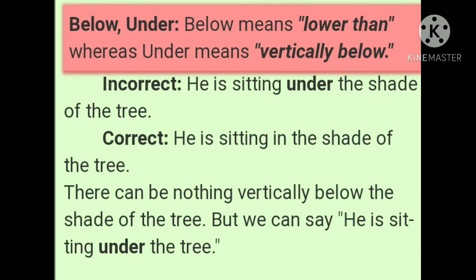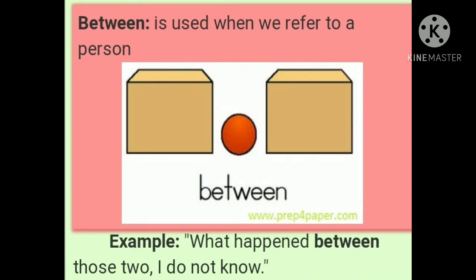Now, below and under. Below means lower than, whereas under means vertically below. It is incorrect to say that he is sitting under the shade of the tree, whereas it is correct to say he is sitting in the shade of the tree. And what is the reason? Because there can be nothing vertically below the shade of the tree, but we can say he is sitting under the tree.